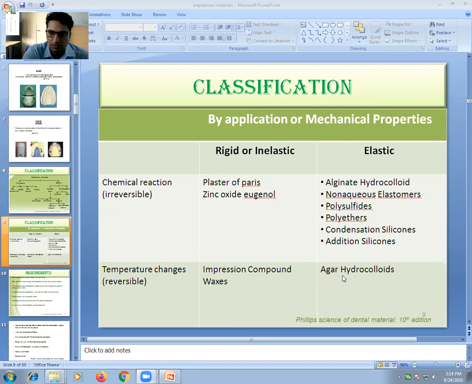Then, except agar, all elastic materials set by a chemical reaction. Only agar is an elastic material that sets by change in temperature. If we heat the agar, it becomes liquid. When we cool it, it becomes solid again. So in total, in rigid we have four materials: two set by chemical reaction, whereas two set by temperature change.